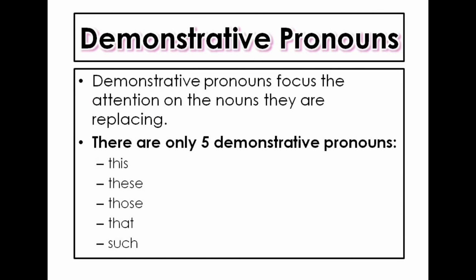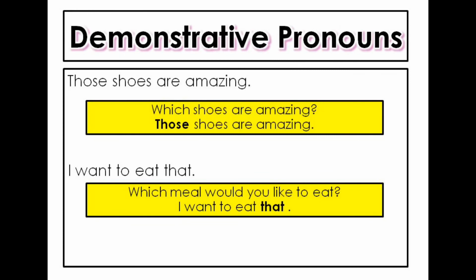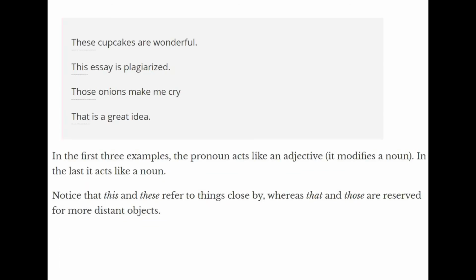Next, demonstrative pronouns focus the attention on the nouns they are replacing. There's only 5 of them. This, that, these, those, and such. Which shoes are amazing? Those shoes are amazing. Which meal would you like to eat? I want to eat that. Or these cupcakes are wonderful. This essay is plagiarized. Those onions make me cry.